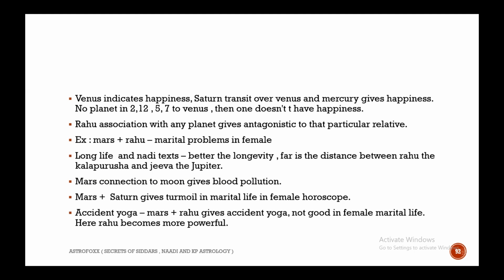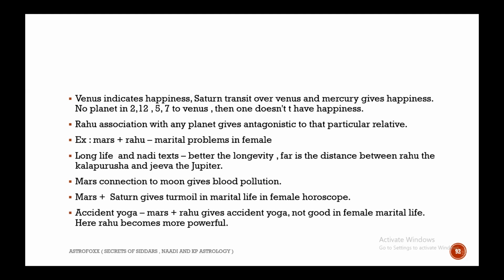Okay, we already saw in the case of the Moon all those yogas, and the Sun, Sunapha, Anapha and all, right? Same thing. Rahu's association with any planet gives antagonism to that particular relative. Mars plus Rahu gives marital problems in a female chart. And for long life, they always say the distance between Rahu and Jupiter is always better. Mars connection to Moon gives blood pollution, because they both get debilitated in each other's houses. Moon is the karaka for blood, and Mars is the karaka for the red color.